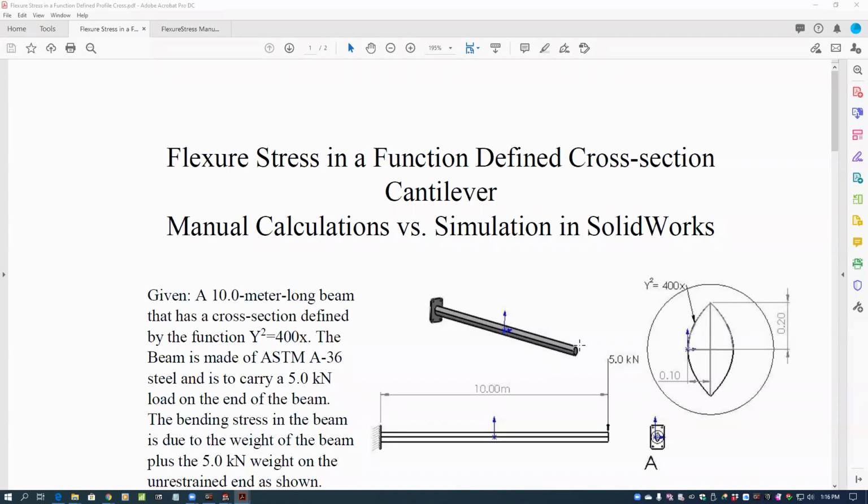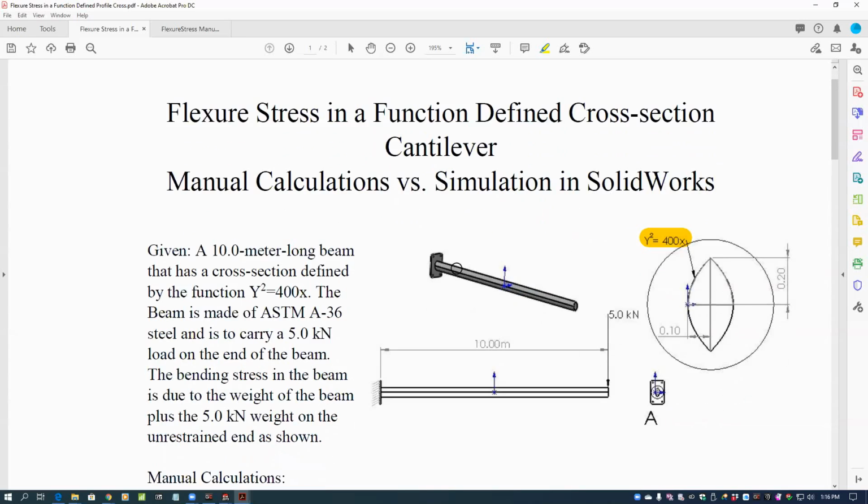Good afternoon. Today I'd like to demonstrate the calculations of flexure stress in a cantilever, and the cantilever profile is defined by this function y squared equals 400x, and we'll just determine that that's the profile mirrored about the y-axis, and then those two mirrored about the x-axis. And we'll do both the manual calculations, and then we'll compare those values to the FEA in a SolidWorks simulation.